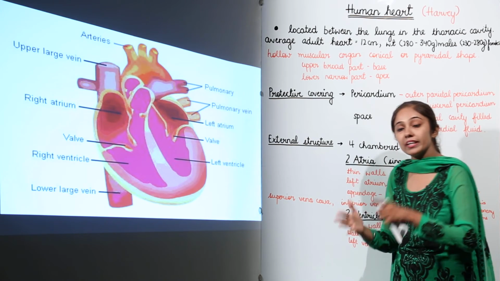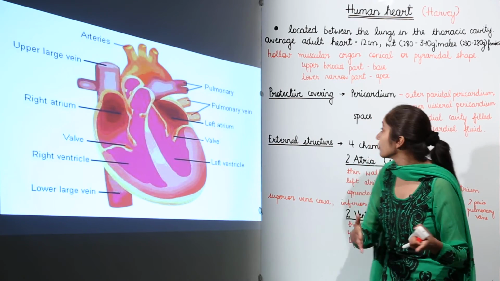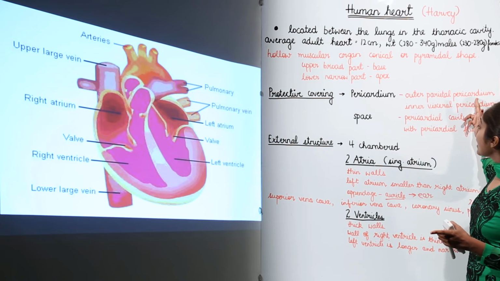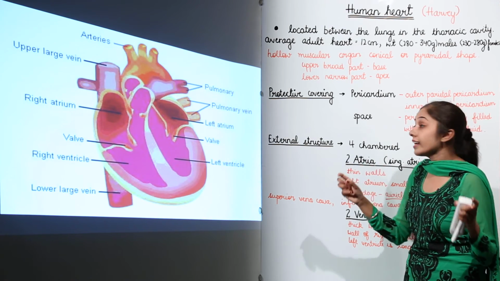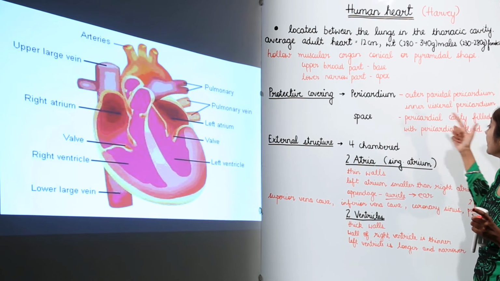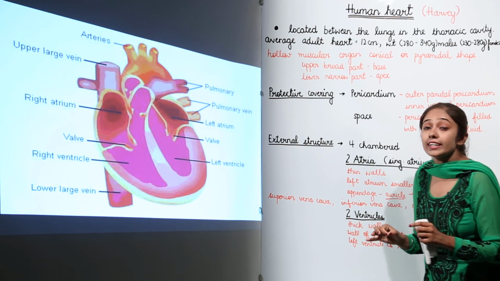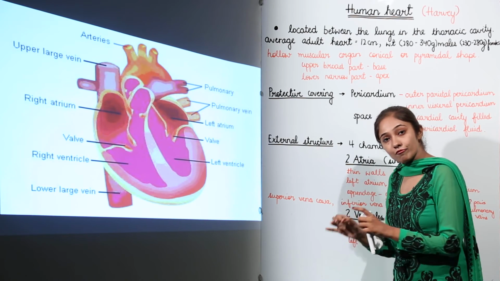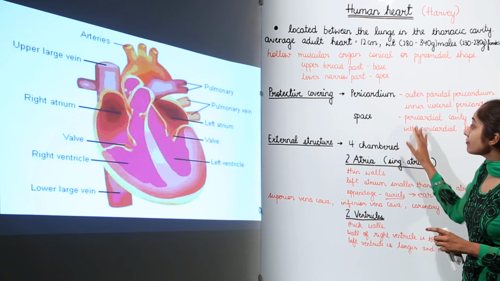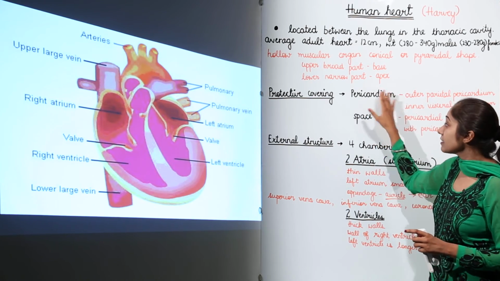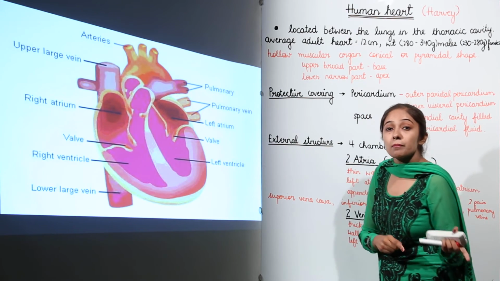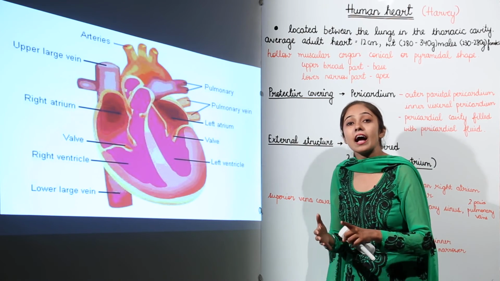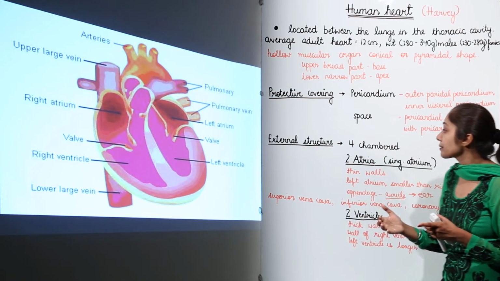We have an outer pericardium and inner pericardium: the outer parietal pericardium and the inner visceral pericardium, and the space between these two layers is called the pericardial cavity, which is filled with pericardial fluid. Now, what is the function of this pericardium? It prevents the heart from mechanical injury and shock, and helps in the movement of the heart.